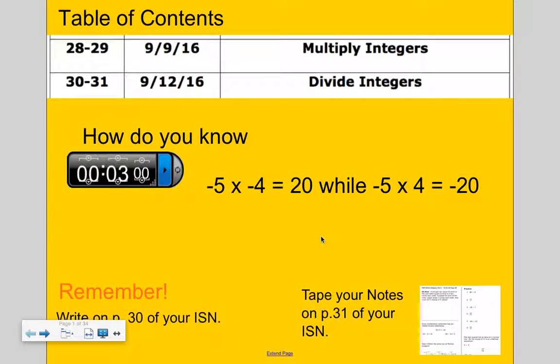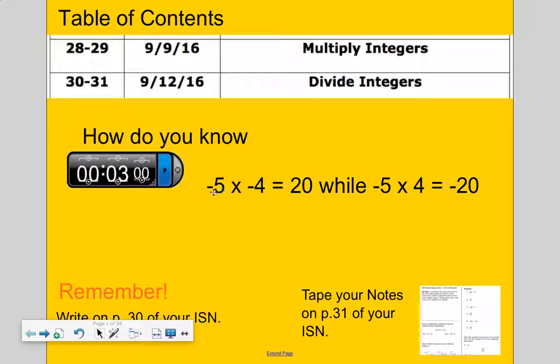We're doing a lesson now on dividing integers. So how do you know that negative 5 times negative 4 equals 20, while negative 5 times 4 equals negative 20? Well, we know it's saying, what is the opposite of 5 groups of negative 4? Well, 5 groups of negative 4 is negative 20. Opposite of that is 20.